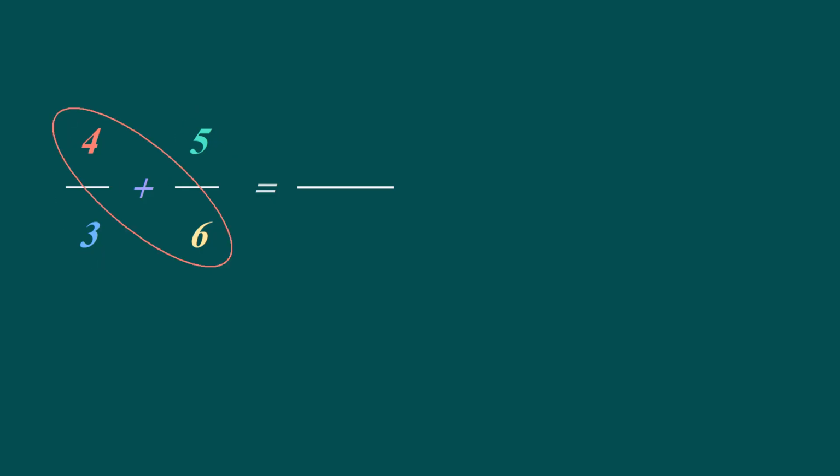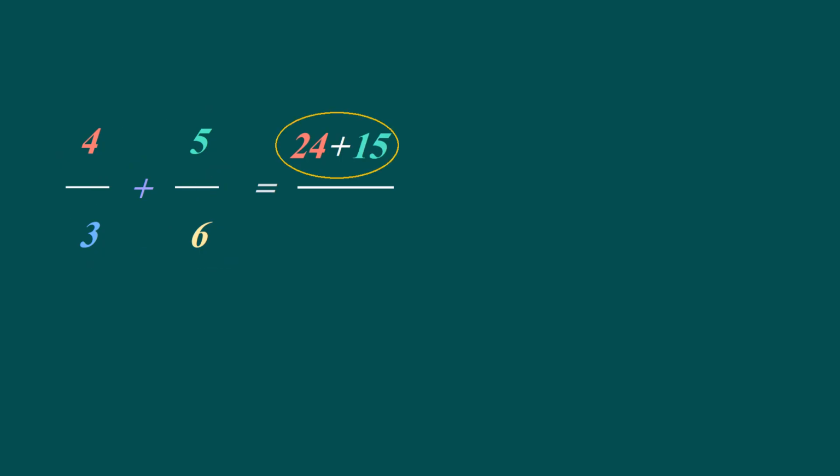Multiply the first top times the second bottom, so we have 4 times 6, which is equal to 24. Multiply the first bottom times the second top, so we have 3 times 5, which is equal to 15.